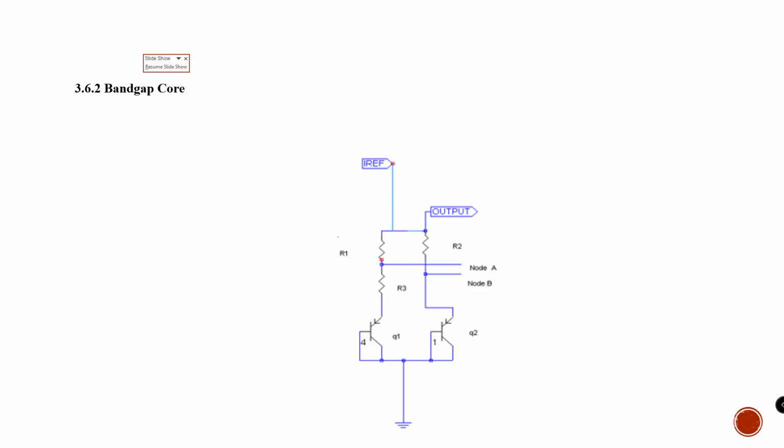In the bandgap core shown in this figure, we use two bipolar junction transistors Q1 and Q2 that have different areas in order to operate with different current densities. Three resistors are present in the circuit.